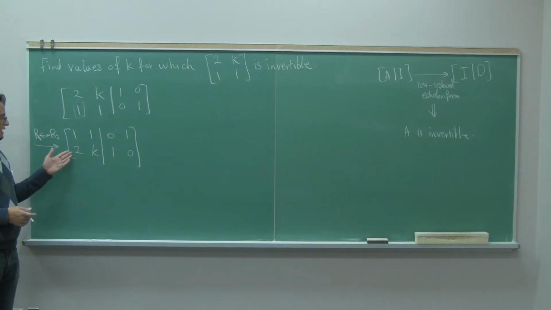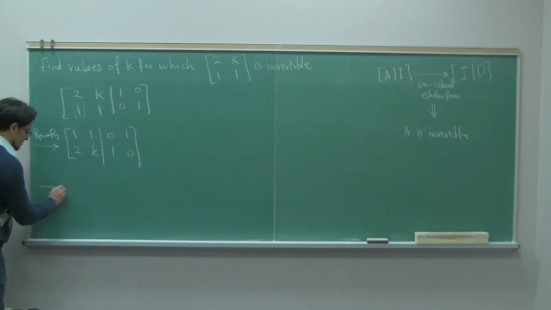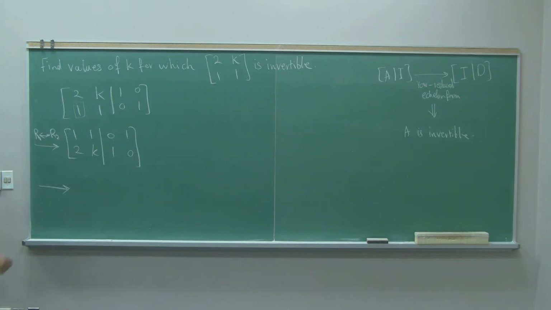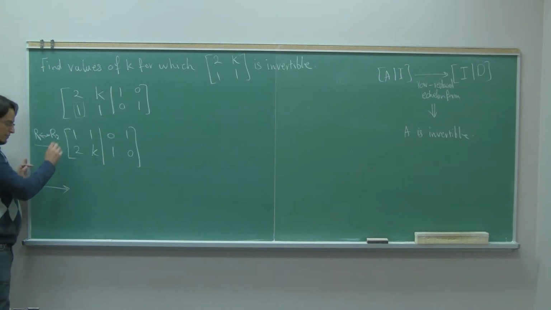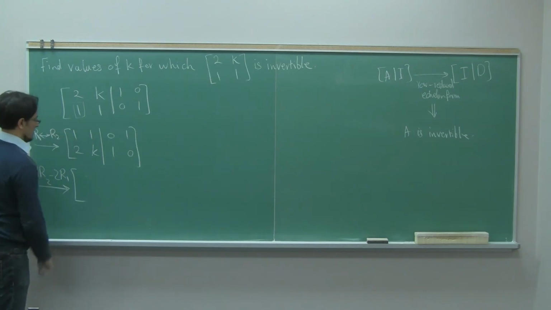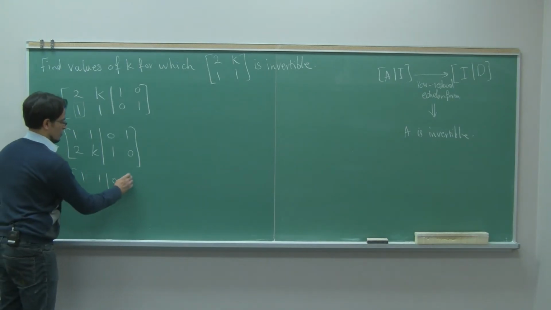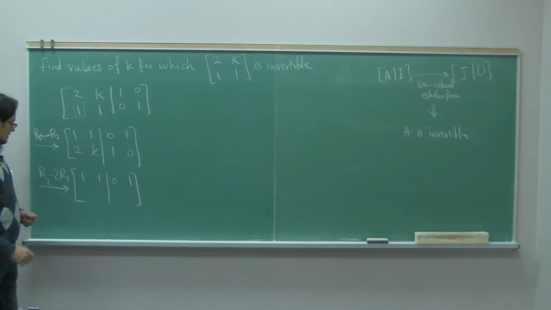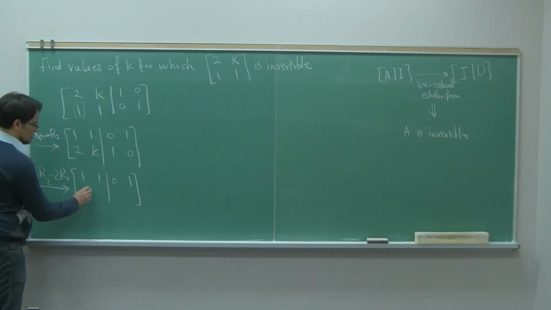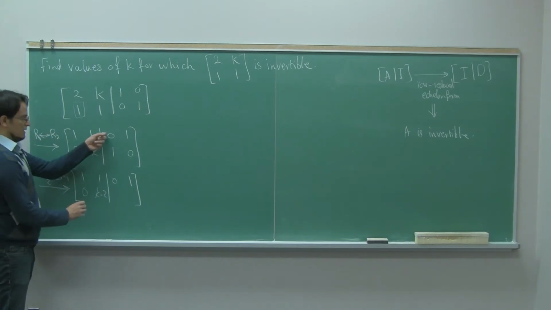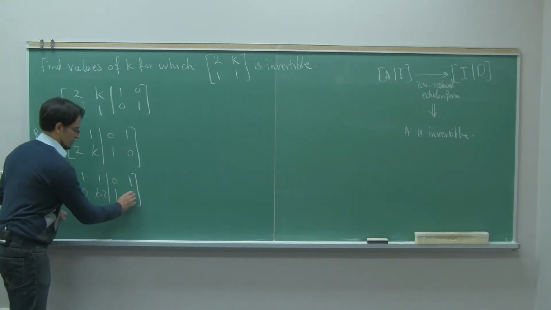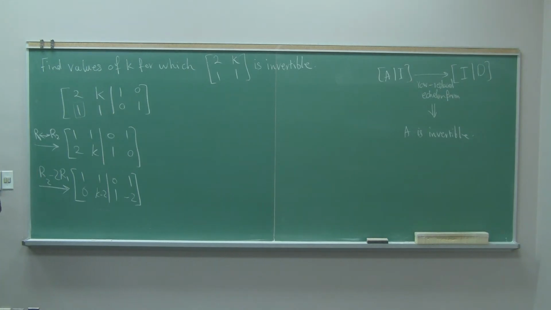The next step is to make everything else in that column 0. Here I have to make this 0. So to make that 0, I need to multiply row 1 by -2 and add it to row 2. So I have 1, 1, 0, 1, and after adding, row 2 becomes 0, k minus 2, 1, -2. Well, the first column is good.